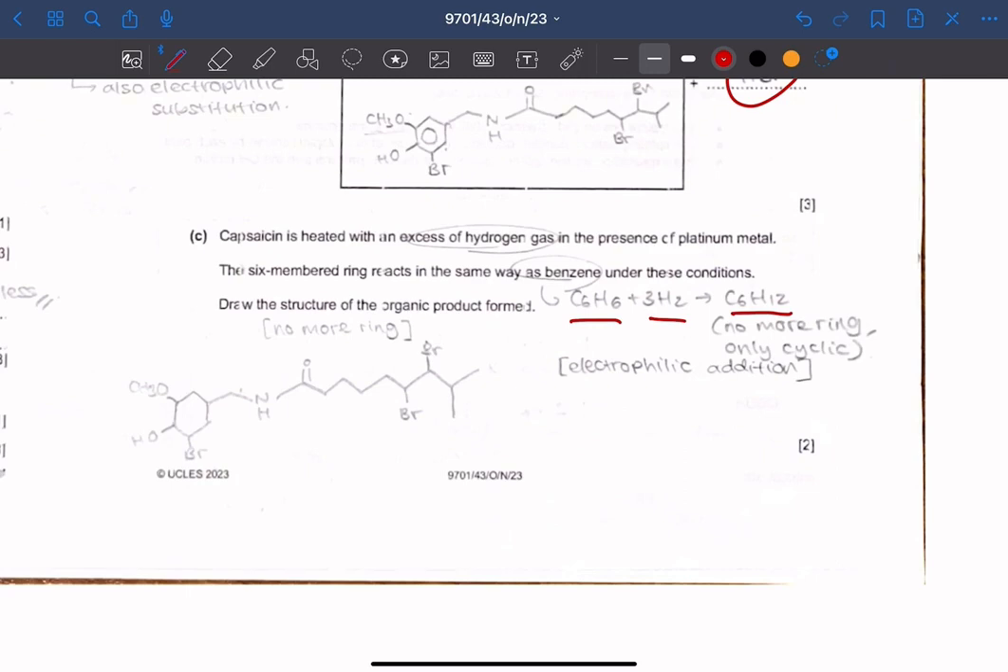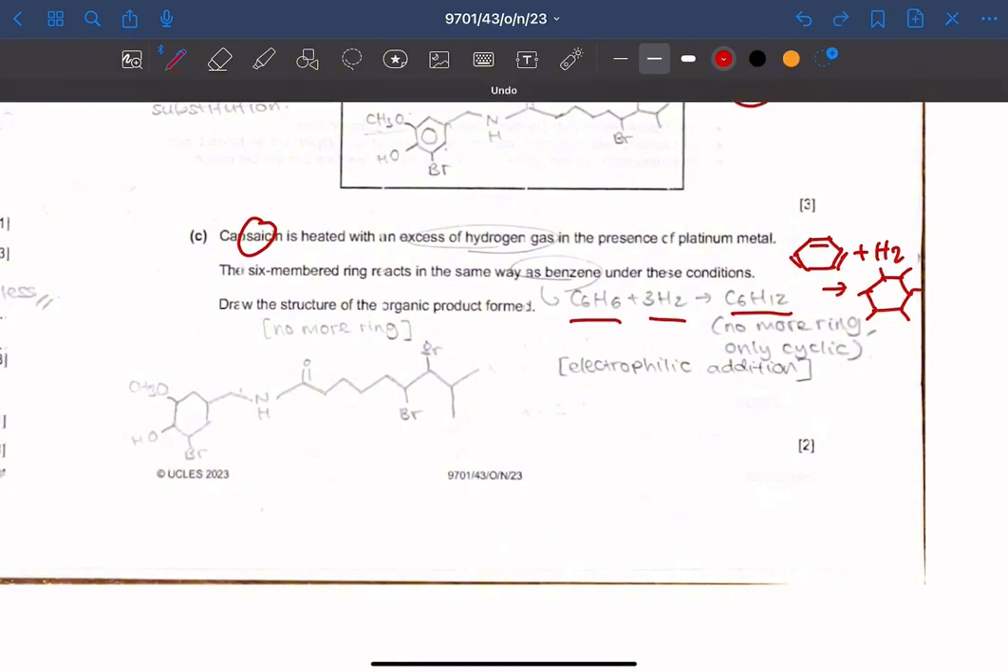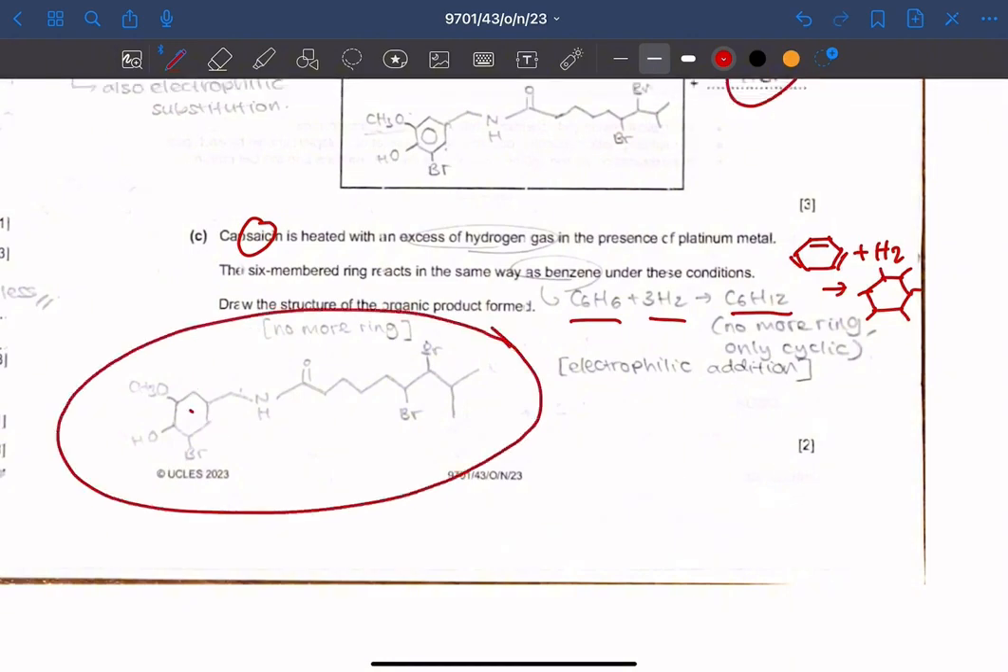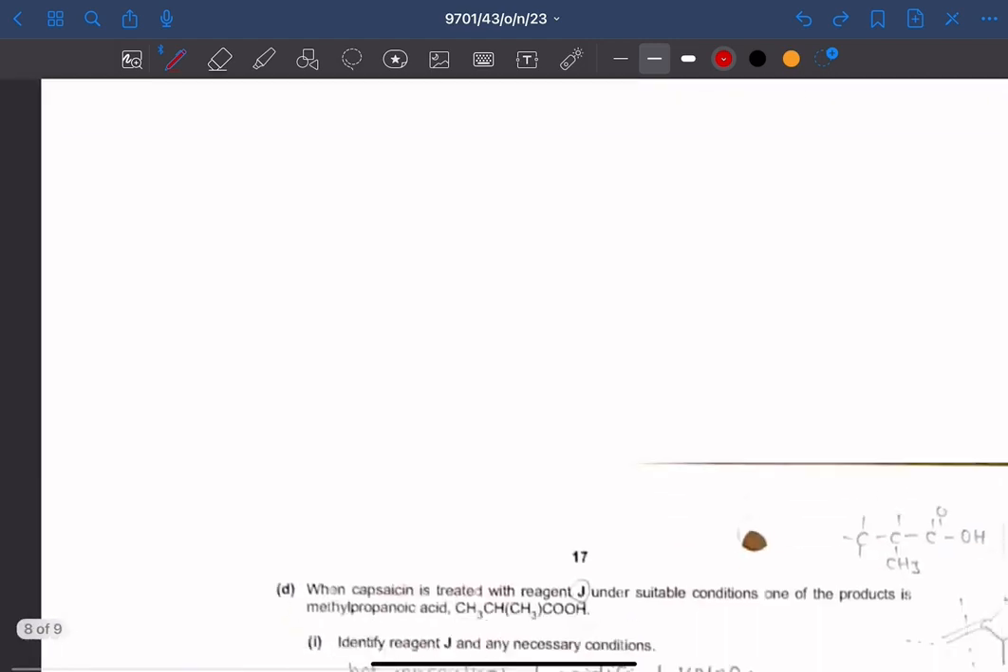Because we know that benzene is made of double bonds, these double bonds break when reacted with H2. It forms single bonds, so it becomes a cyclic compound. This is the same for capsaicin. So we just need to open the benzene ring, and it would form H bonds. Just draw the same structure without the benzene ring, and that's the answer.